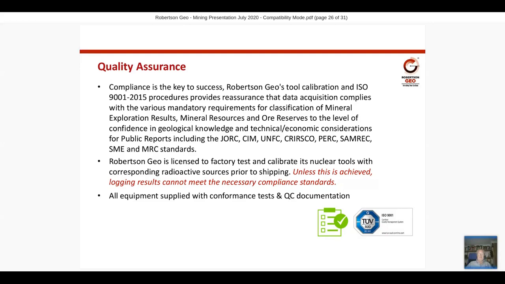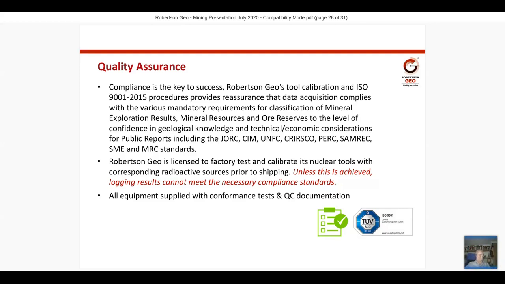So the Robertson Geo tools and ISO 9001 procedures are followed very strictly for every tool that leaves the facility. And you can be assured that once you have that calibration, the tool is generating correct ore body and mineral information on site. The use of uncalibrated tools would not comply with some of those standards that are stated there.